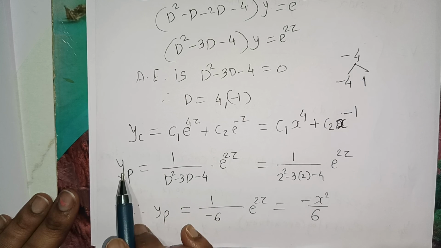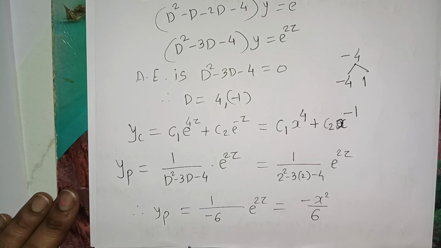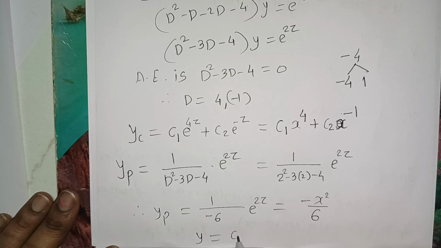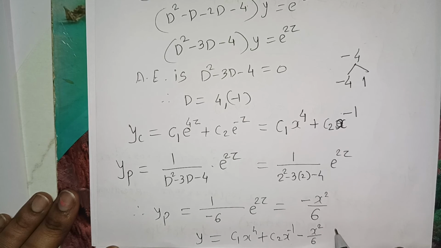Now collect together yc and yp, that will be your complete solution. So y is equal to c1 x raised to 4 plus c2 x raised to minus 1 minus x raised to 2 by 6 is your required complete solution.